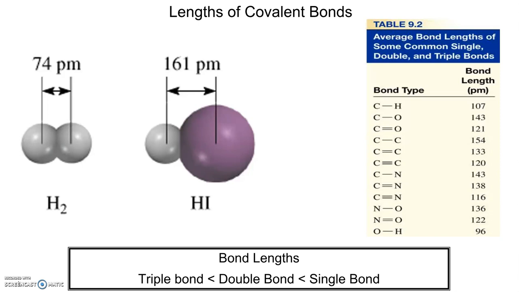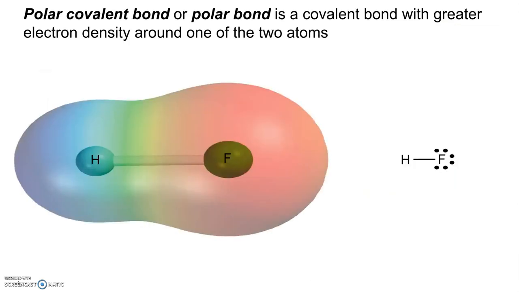So therefore, if you notice the bond length, triple bond has the shortest, double bond is the middle, and single bond is the longest bond length that you're going to have. So what does that mean? Polar and nonpolar. Well, let's take our classic example of hydrofluoric acid, or HF.